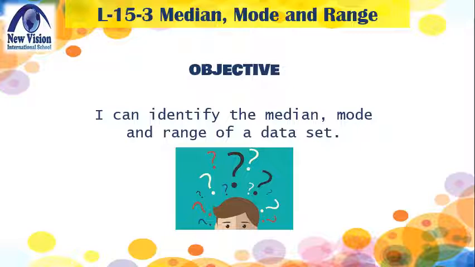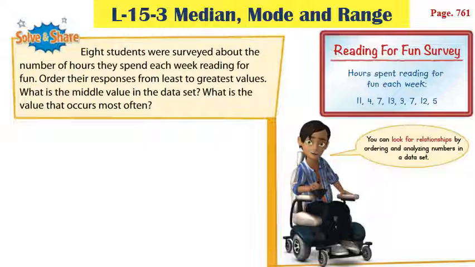Now we are properly on our lesson. Our today's objective is: we can identify the median, mode and range of a data set. Again, we can identify the median, mode and range. Now, we have a question here, for which you should find the answer, and share your answer with me. Our question is: 8 students were surveyed about the number of hours they spend each week reading for fun. Order their responses from least to greatest values.